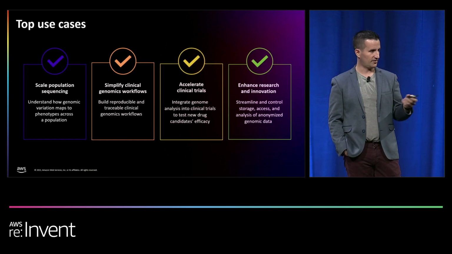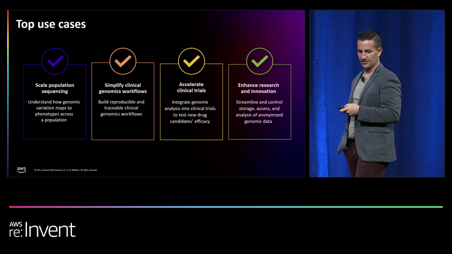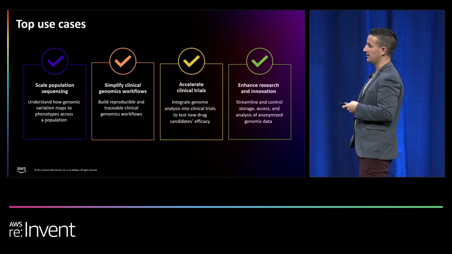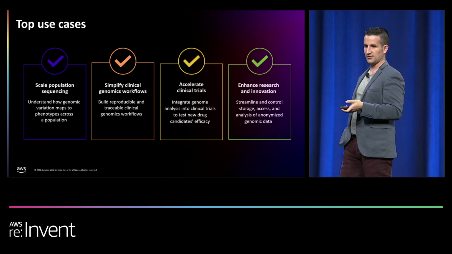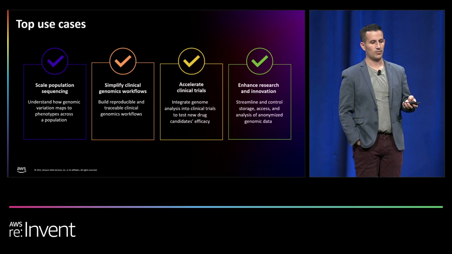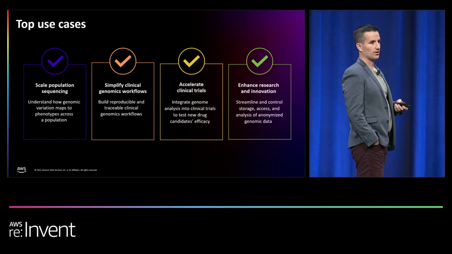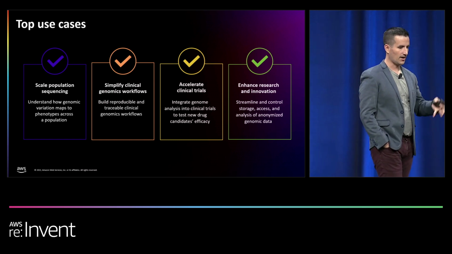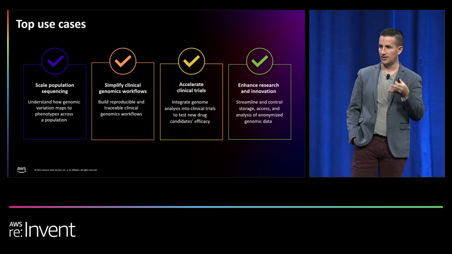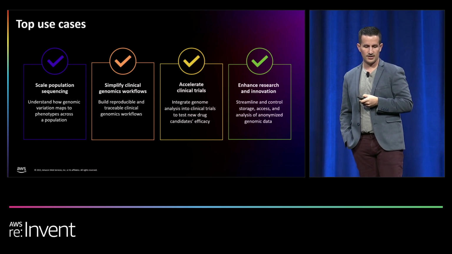So before we go to specific customers, let's talk about these top use cases that we see. First one is obviously population scale sequencing. We see these initiatives across the board, being able to handle that amount of storage, reduce cost for these customers as they're generating petabytes upon petabytes upon petabytes of raw genomics data.